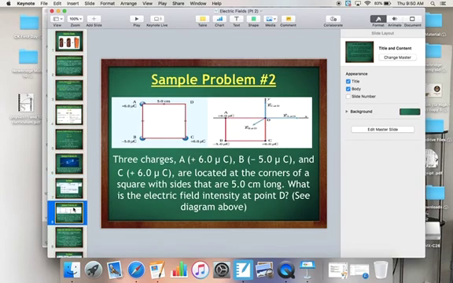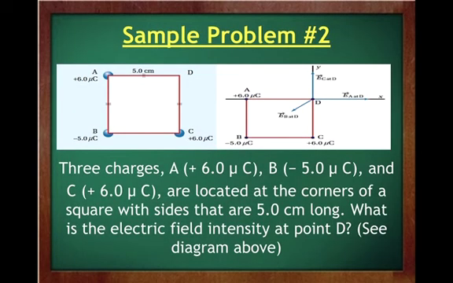Let's take a look now where we amp things up a little bit and start looking at multiple charges acting on a point and seeing where all of our forces lie. Adding to this now, you've got 3 charges, A, B, and C. They're located at the corners of a square with sides that are 5 centimeters long. What is the electric field intensity at point D?